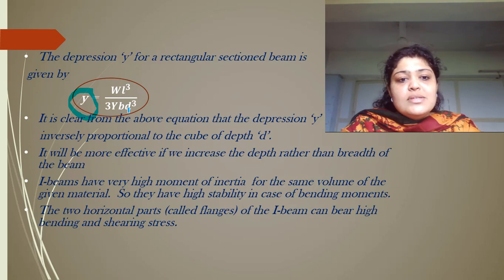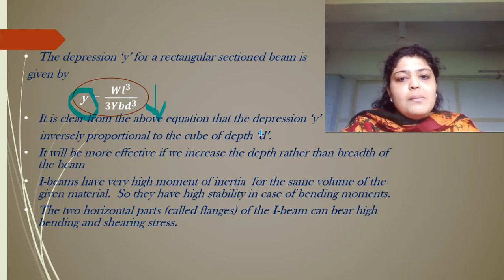But suppose I am using the same double the material, and I double it in the form of depth. I double the depth of the beam. Then I have a factor 24 in the denominator, which means my depression has reduced by 8 times. So this reduction in depression will give strength to our beam.